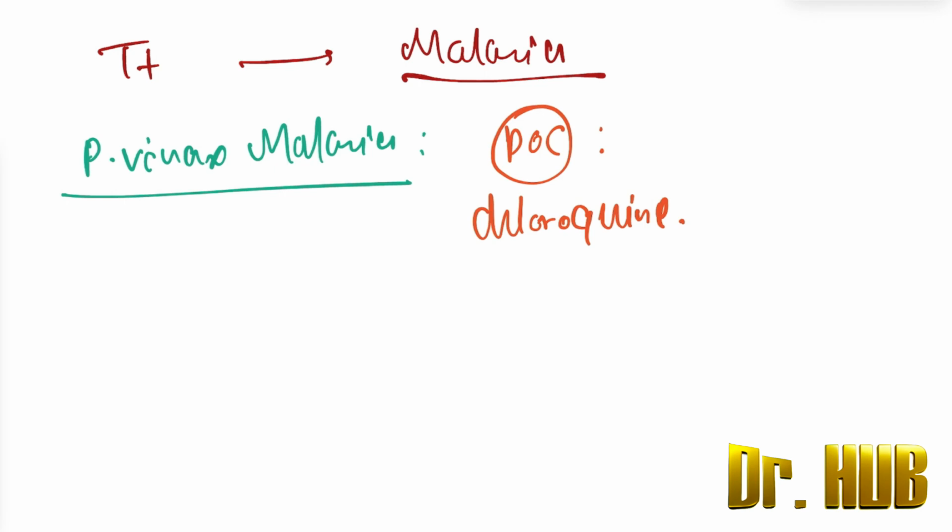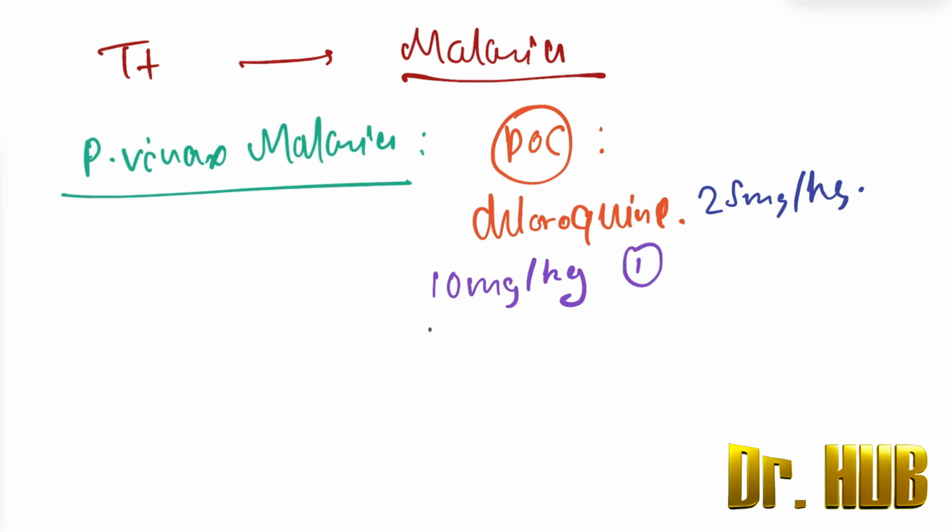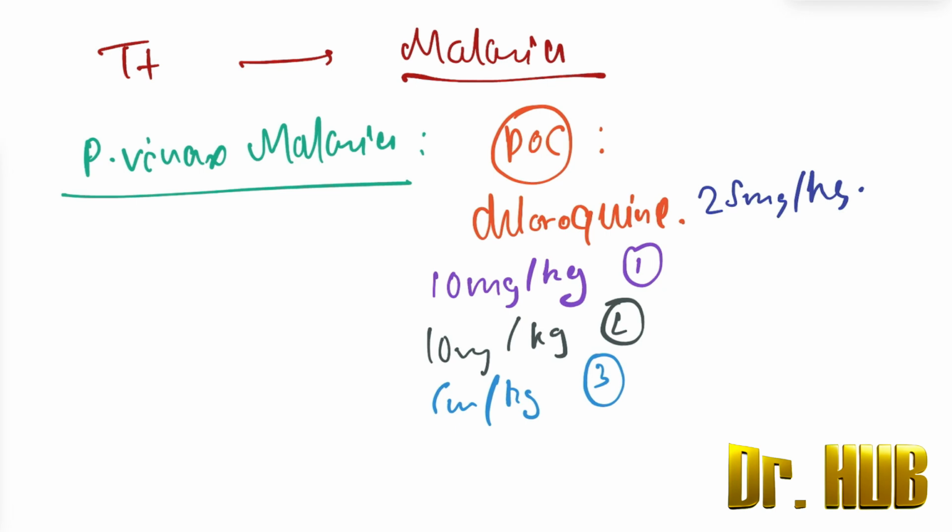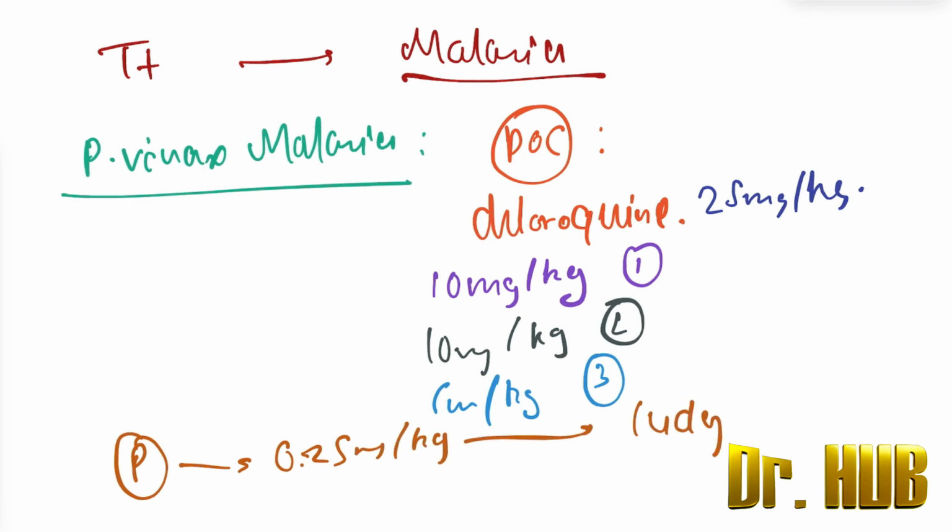So this chloroquine is 25 mg per kg. This can be divided into three. That is, you have 10 mg per kg on day 1. Next, there is 10 mg per kg on day 2. And then comes 5 mg per kg on day 3. So what about the primaquine dose? The primaquine dose will be about 0.25 mg per kg, and this is for 14 days.